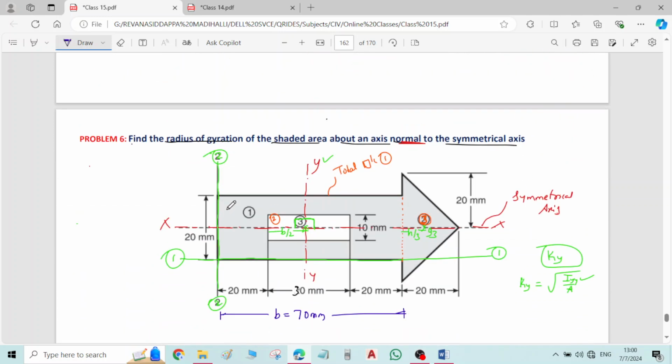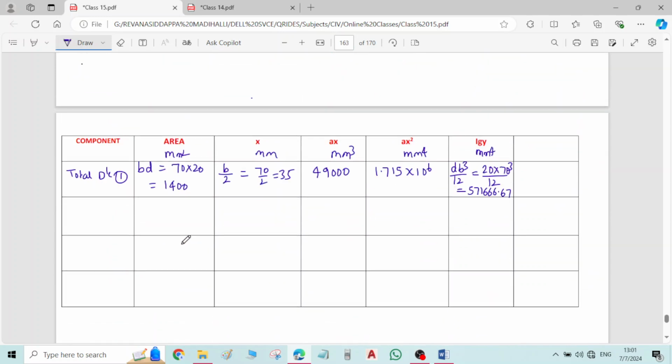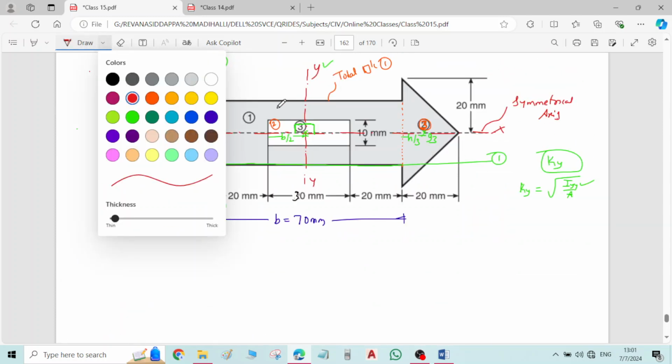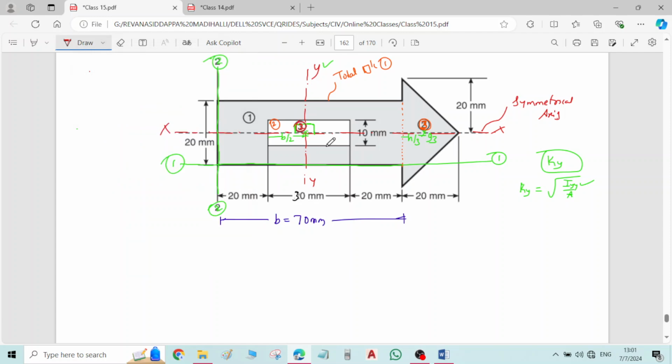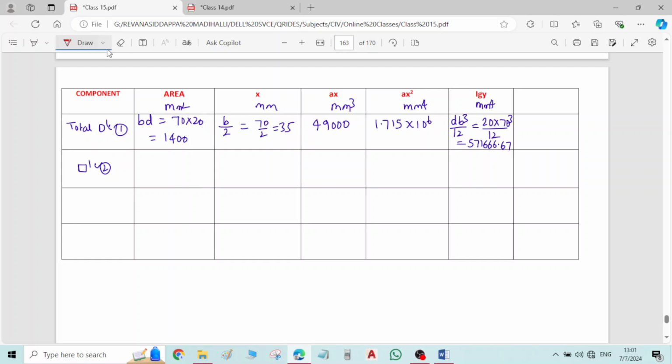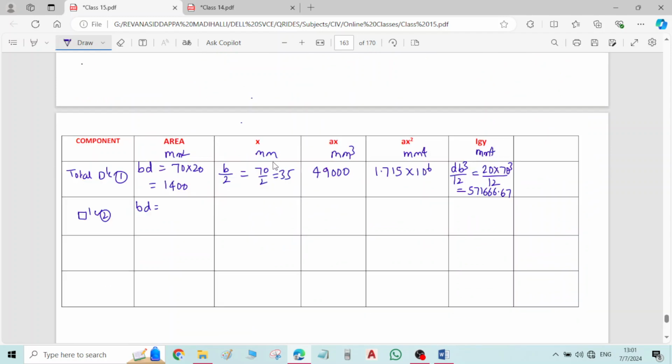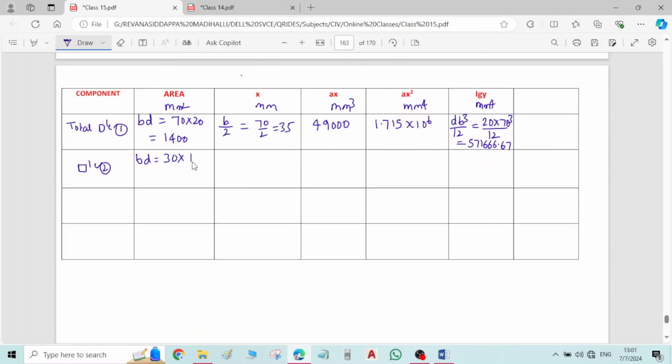Then we will move on to the next component, rectangle number 2. Component number 2, rectangle 2. For rectangle 2, the formula is b into d, same formula. The width of rectangle 2 is how much? It is 30 mm, depth is 10 mm, 30 into 10, so we will get 300 mm square.